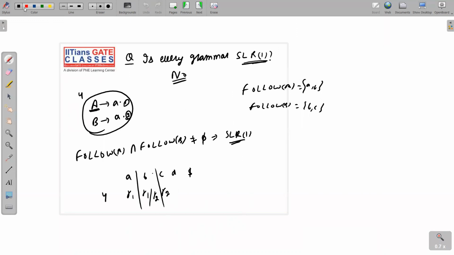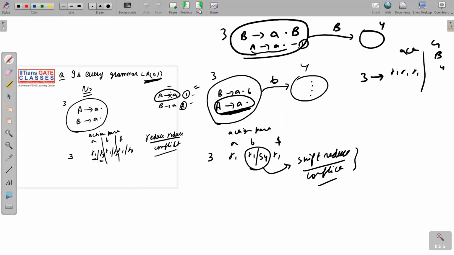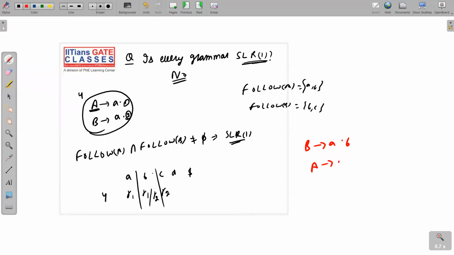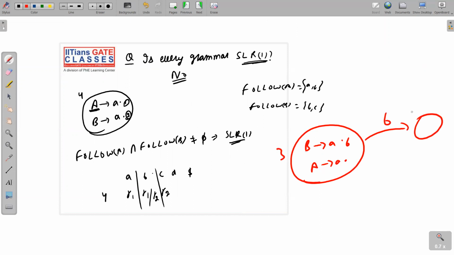If the situation is, let me use a different color. If the situation is B implies A dot B and A implies A dot. Yes, this is my situation. So obviously, this is state number 3 and we are going to state number 4. This is a final item.